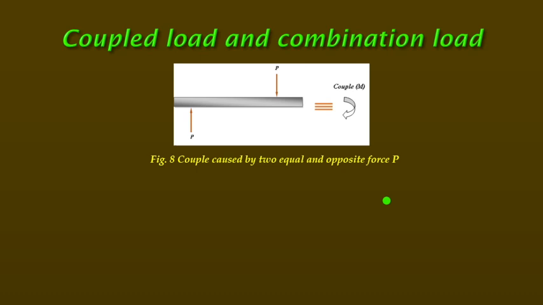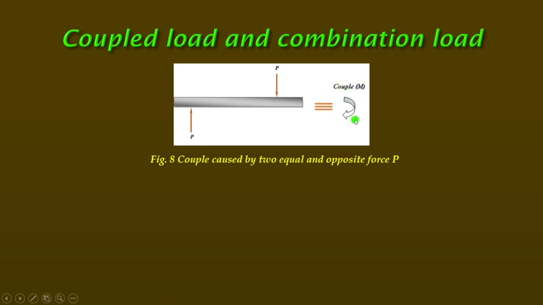Now it is the coupled load and combination load. So first we are discussing the coupled load. Coupled load means, if equal and opposite forces are applied to a beam, where the points of application of both forces are not the same, then these two forces form a moment of the couple. This moment tends to rotate the beam. This type of force together forms a couple load.